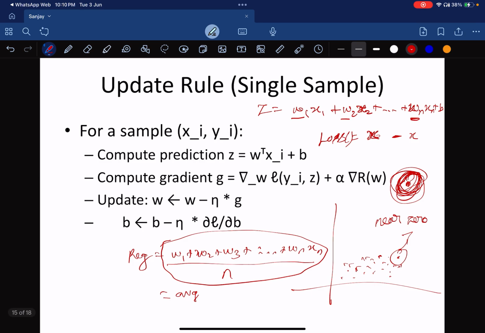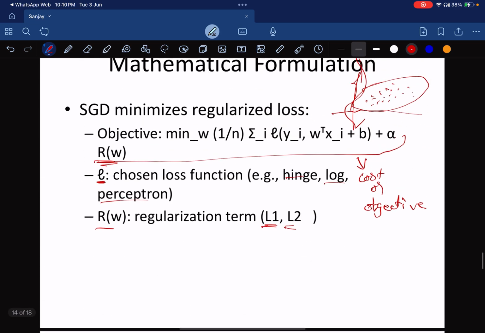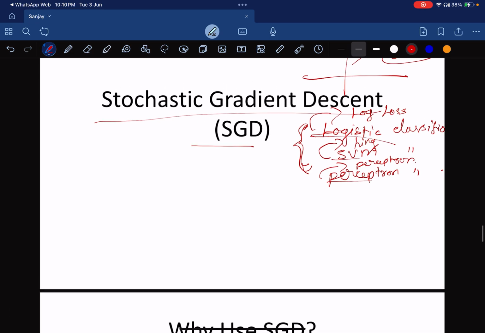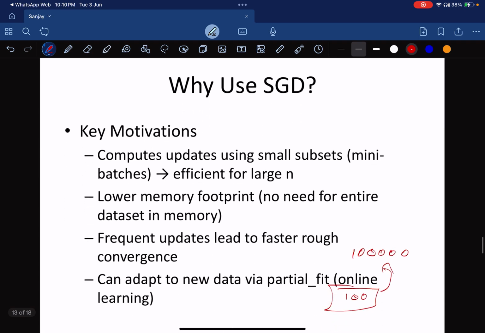And these are the equations used for an update function. These functions will differ for different algorithms. For example, logistic regression has a different update function, and SVM and perceptron have different update functions.